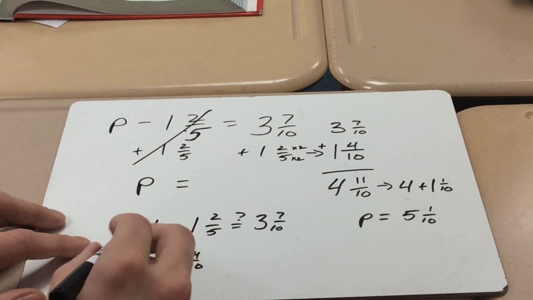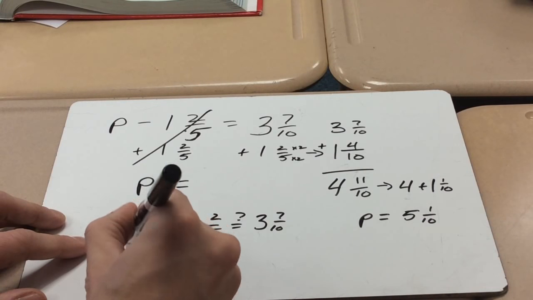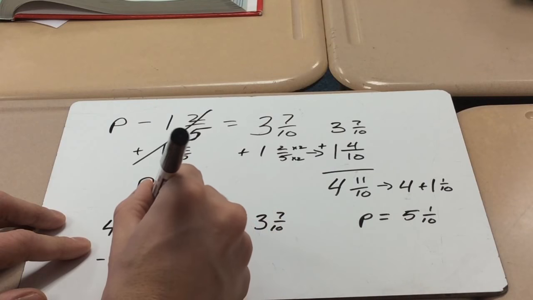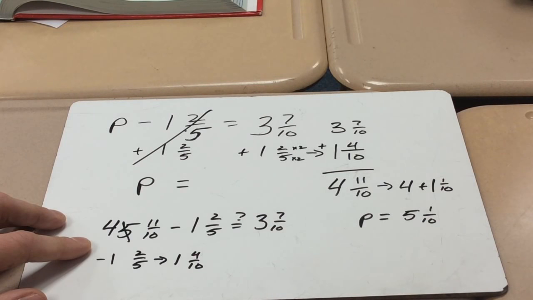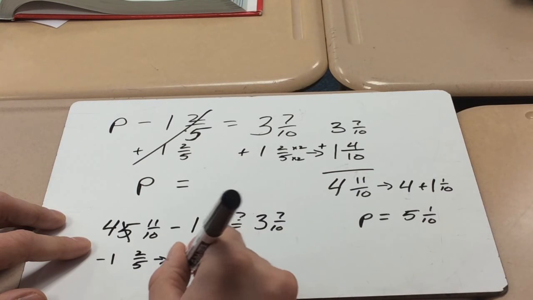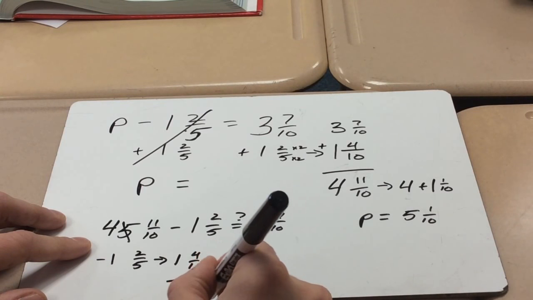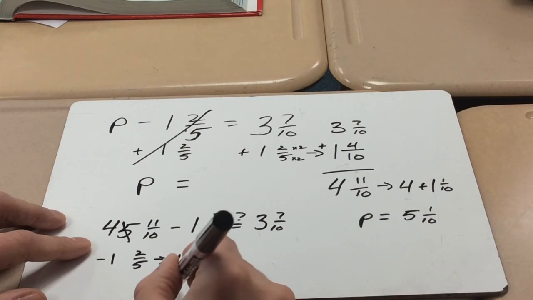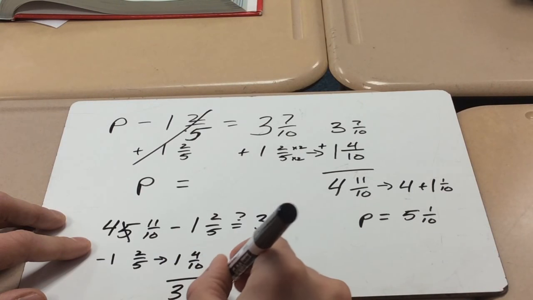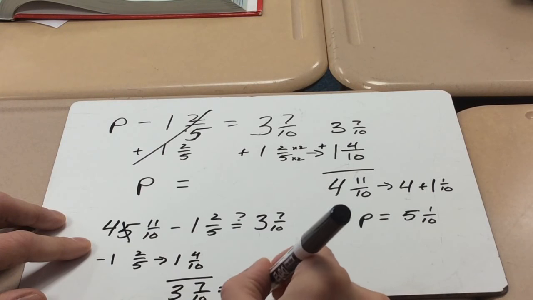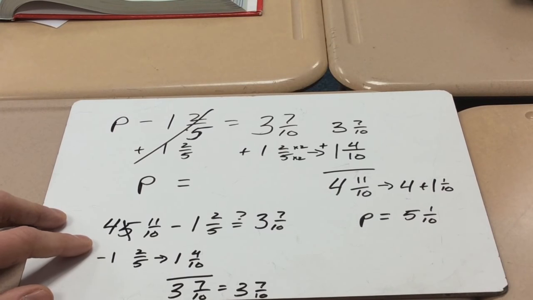And I cannot do 1/10 minus 4/10, so I'm going to borrow and make that 4 11/10. And now I subtract and I get 7/10. And 4 minus 1 is 3. Does 3 7/10 equal 3 7/10? Yes, it does.